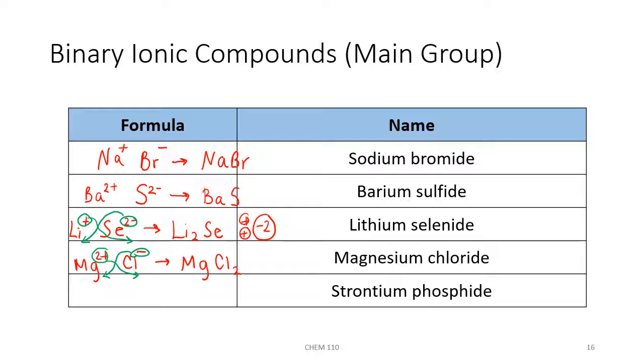Strontium phosphide. Strontium is atomic number 38. It's a group 2A metal, so it forms a +2 charge. Phosphide comes from phosphorus, which is in group 5A. All the elements in group 5A will form a -3 charge because it's a nonmetal. So we want to write a neutral formula. So we're going to take our 2 and put it after the phosphorus, and we're going to take our 3 and write it after strontium. Our neutral formula is Sr3P2.